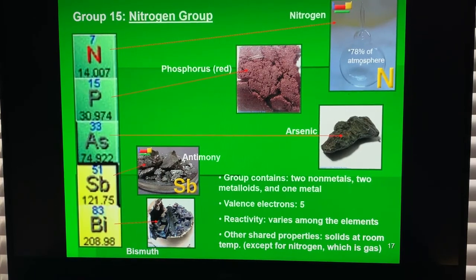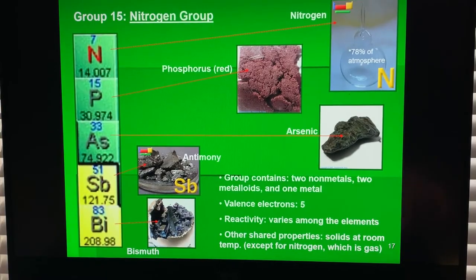Okay, so there's arsenic, which is famously used as a poison in many sad stories throughout history. Something called antimony, and then bismuth. And you've got two nonmetals, that's nitrogen and phosphorus here. And they're all solids at room temperature except for nitrogen, which obviously is a gas.